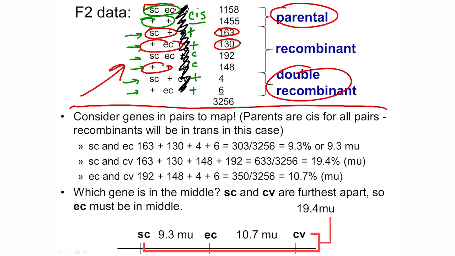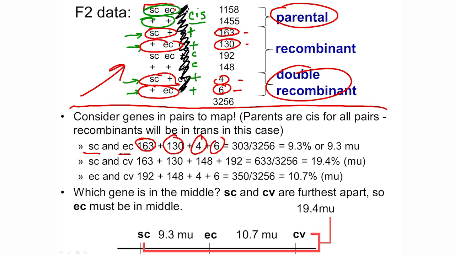Now I just made a little mistake, but I just fixed it. We're only interested in the ones that are in trans, right? And there are 4 groups of them. So all we got to do is look down here. SC and EC, I want to know the map distance between the 2. I'm going to count up the recombinants. So it's 163 from here, 130 from there, 4 from there, and 6 from there.